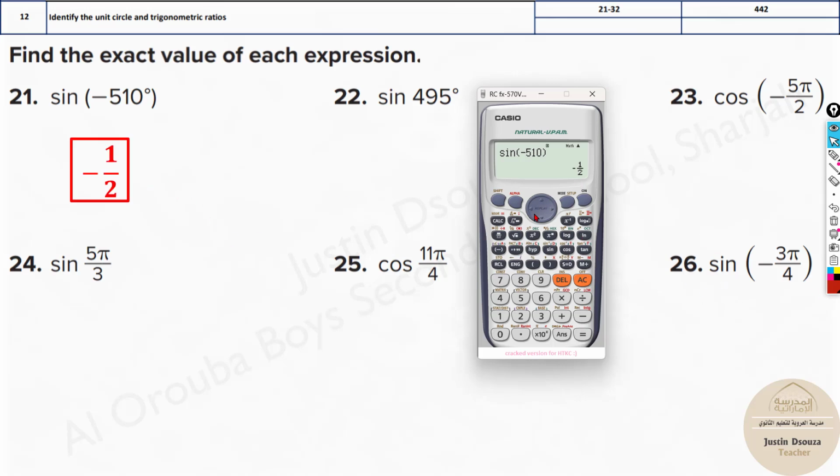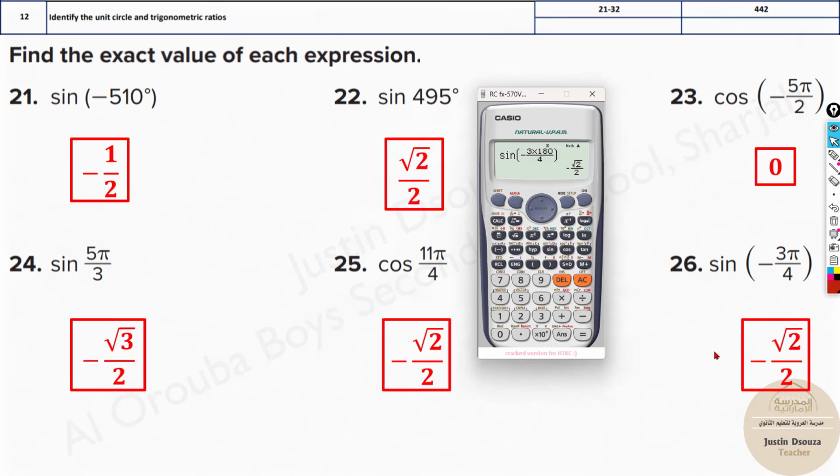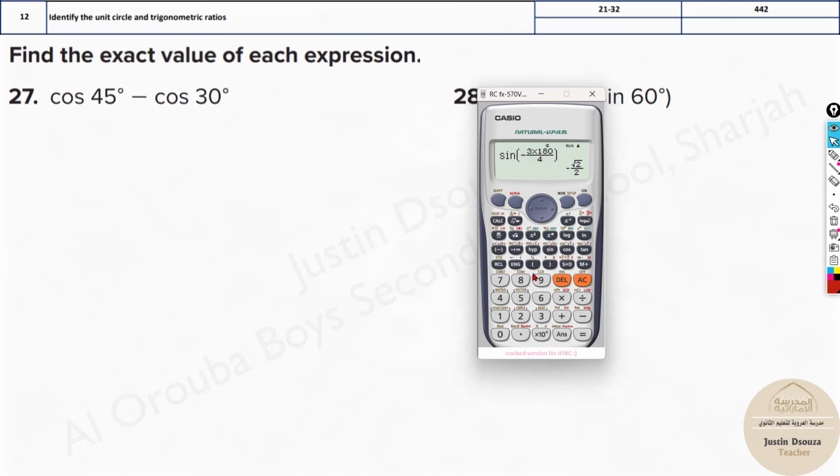Same way you can do the other problems. Now if you have the angle in terms of pi, that's in radians, it doesn't matter. All you need to do is put 180 degrees instead of pi. So I'll write it as 3 into 180 divided by 4. You can also change the mode to radian, but this is easier. If you just put pi as 180, it's so simple. That is the answer. You can see all the answers over here. That's the correct one. Please do it by yourselves and then check the answers.